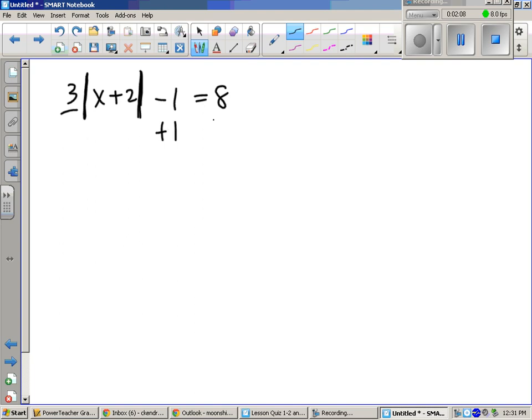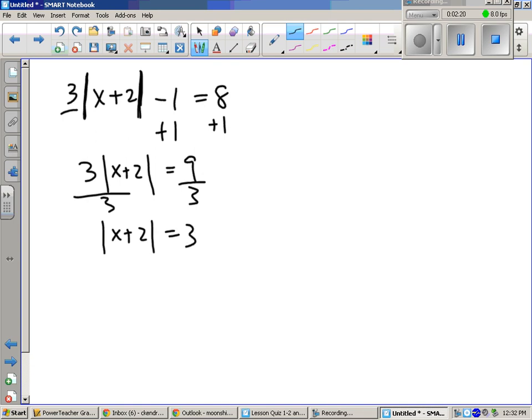So instead, we're going to get that alone. So 3 times absolute value of x plus 2 equals 9. Then we're going to divide by 3. And now we're back to a simple problem where we can do two equations. x plus 2 equals 3. x plus 2 equals -3. So x equals 1 and x equals -5. Okay.